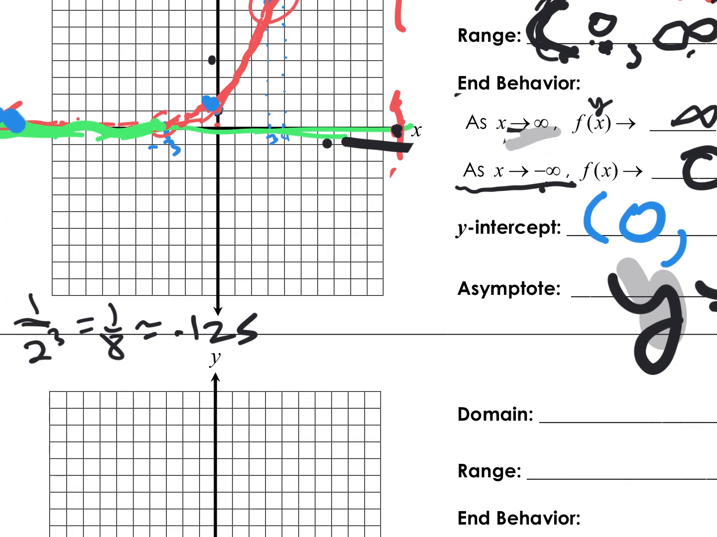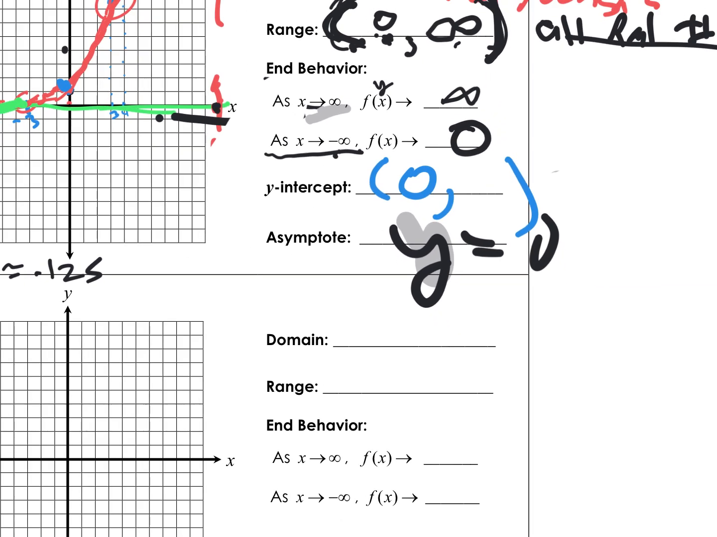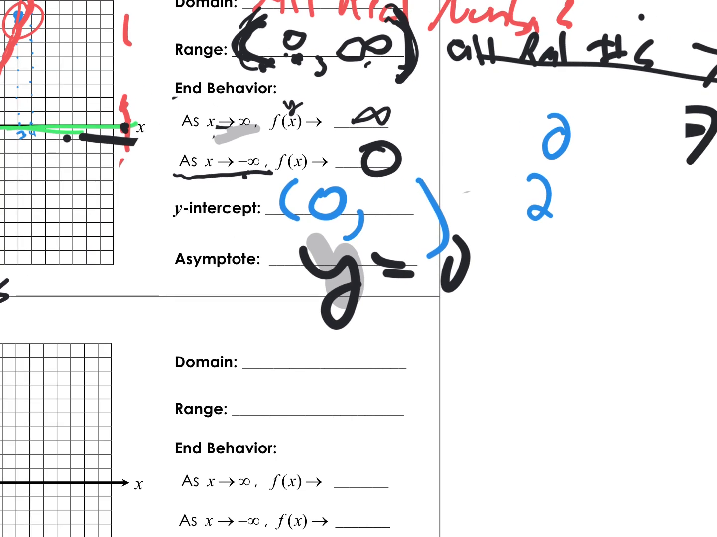Go to your table and look. When x is 0, what was the value? Because it was 2 to the 0. What is 2 to the 0? 1. (0, 1) was called the y-intercept. Does it have an x-intercept?